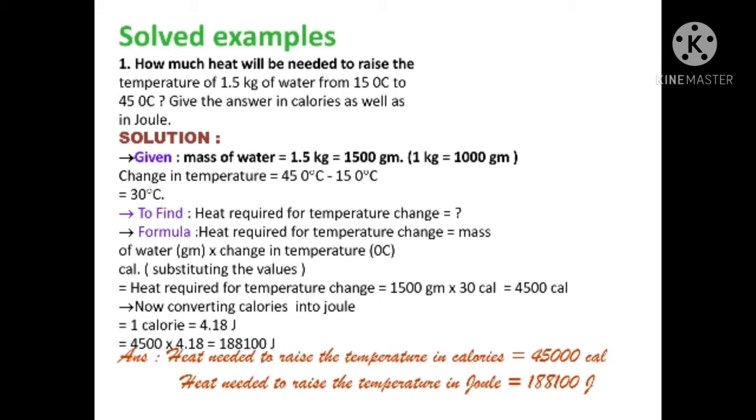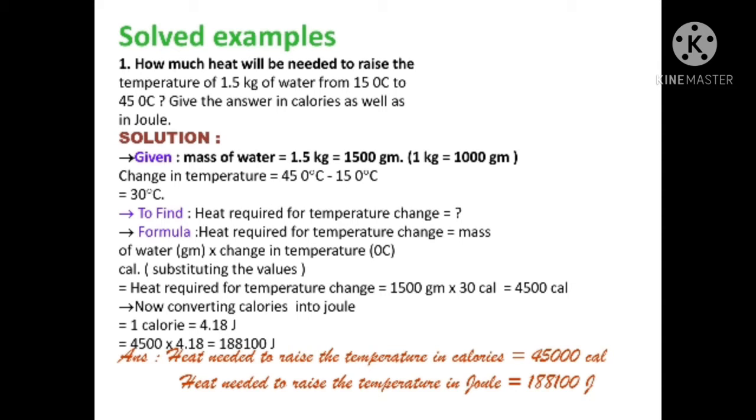So, how to convert it? We know, students, 1 kilogram is equal to 1000 gram. So 1.5 multiplied by 1000 is equal to 1500 grams. So students, we got the mass of water as 1500 grams. Now next is change in temperature, which is given from 15 degrees Celsius to 45 degrees Celsius. Okay, now we came to know what is given and what we have to find out.